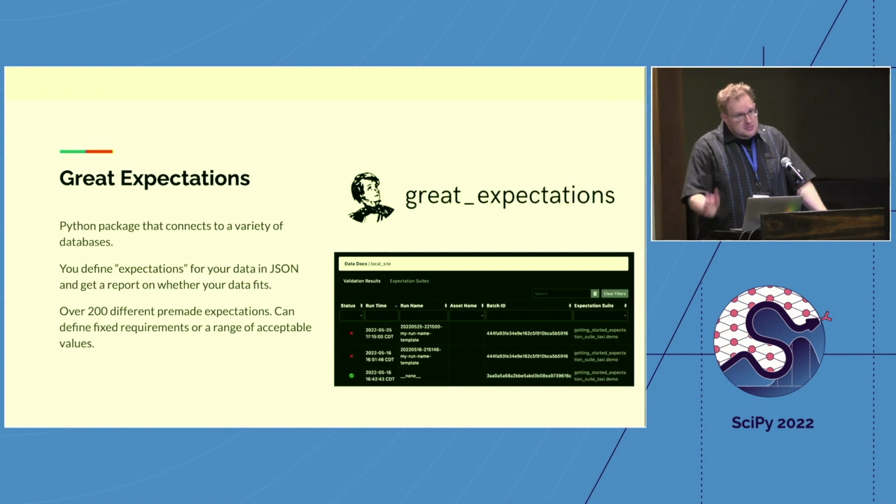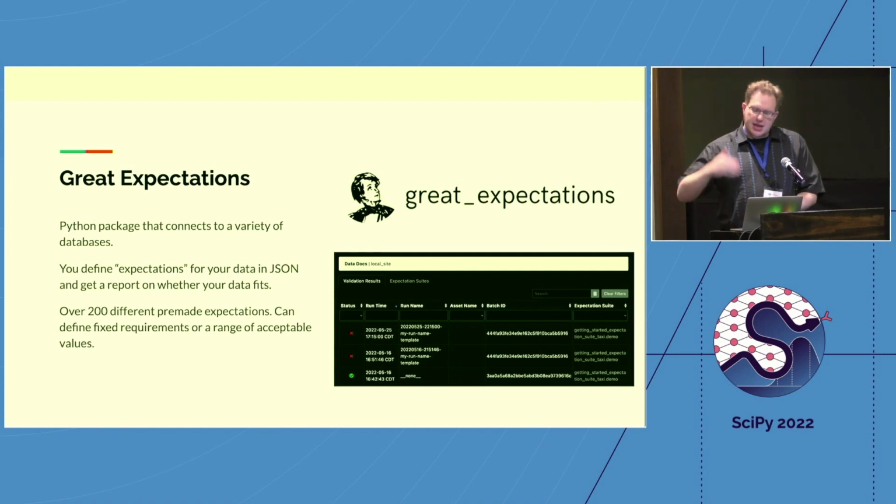On the static rule set, Great Expectations is a package I've seen recommended multiple times. Basically, you'll define some set of expectations for your data in a JSON structure, and they have over 200 pre-made expectations. This package will talk with a bunch of databases. Great Expectations kind of offers their product as a service if you want to run in the cloud. And you can also have fixed rules, like this data cannot be null, or you can offer a range of values, like 10 to 20% of this data can be null.